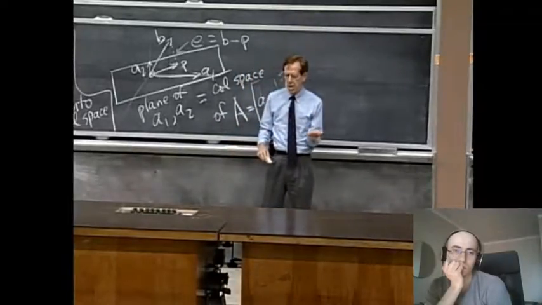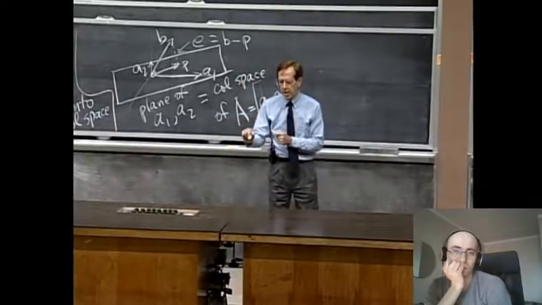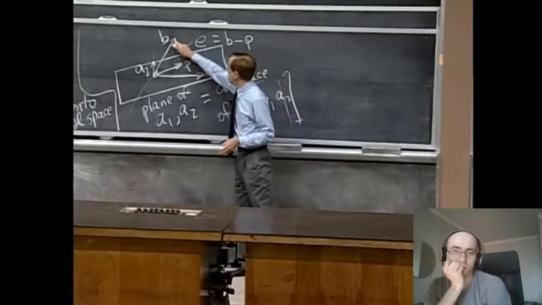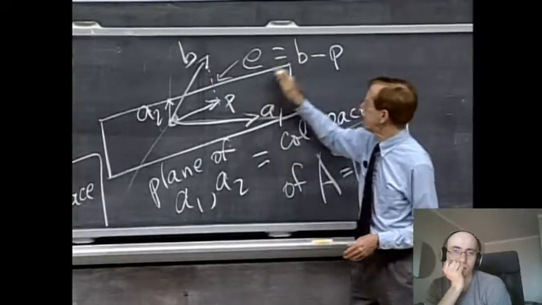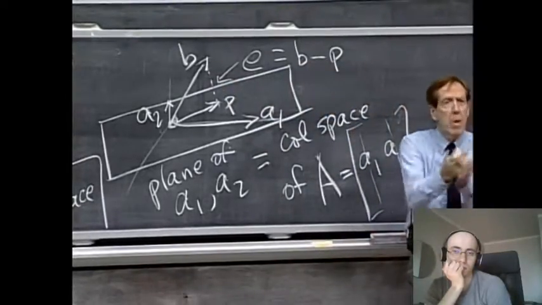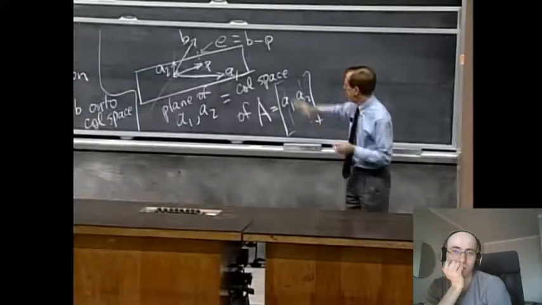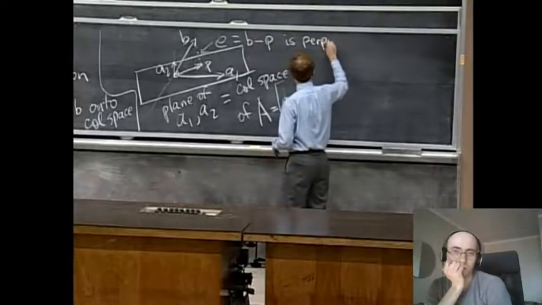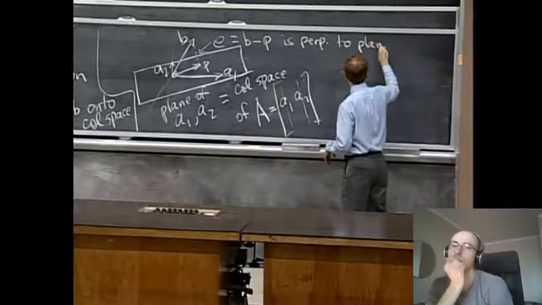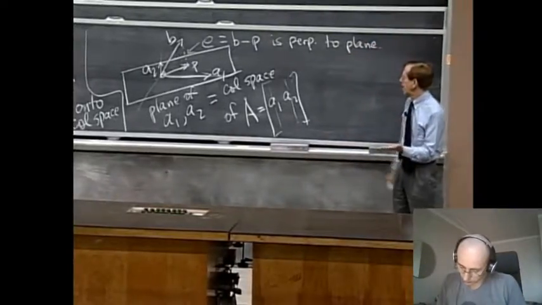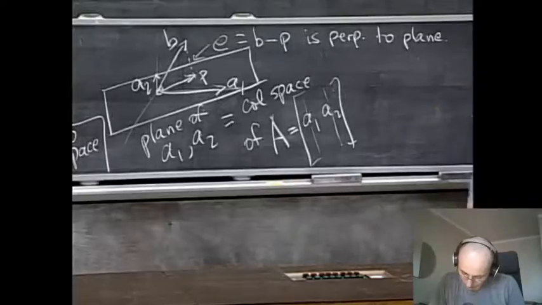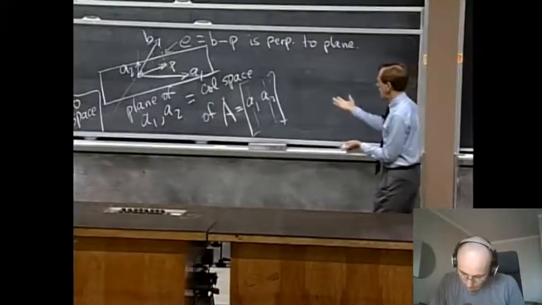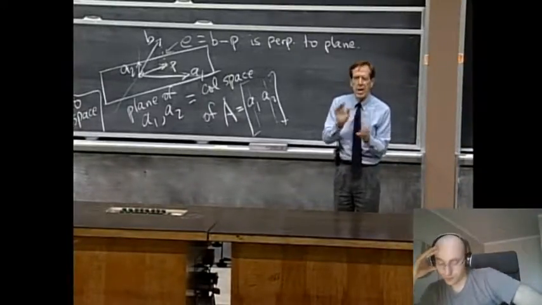But the beauty is that I know from geometry, or I could get it from calculus, or I could get it from linear algebra, that this vector, this is the part of b that's perpendicular to the plane. That e is perpendicular to the plane. Your intuition is saying that that's the crucial fact. That's going to give us the answer. Okay, so that's the problem. Now for the answer.